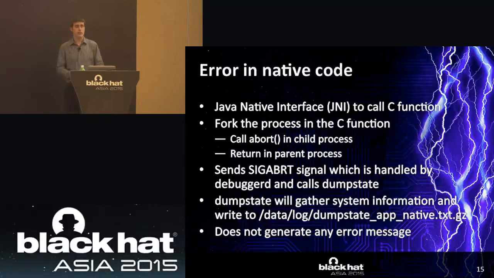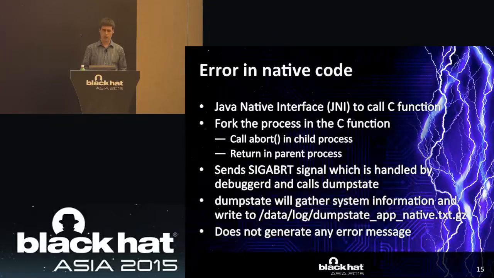So for the error in native code, what you would do is you would have an application, and you would integrate a native code library into this application. Then from the Java layer or Dalvik, you would use the Java Native Interface, or JNI, to call into a C function. Once you're in the C function, you're outside of the Dalvik virtual machine, and you want to fork the process, which essentially clones the process. In the child process, you want to call abort. And in the parent process, you essentially just want to return from the function back into the Dalvik virtual machine.